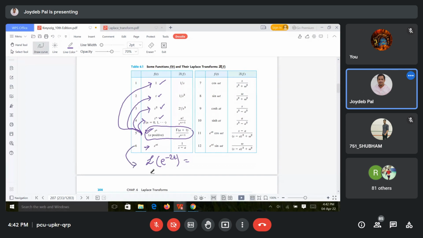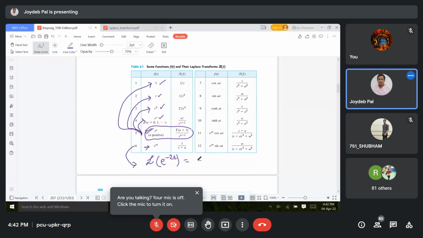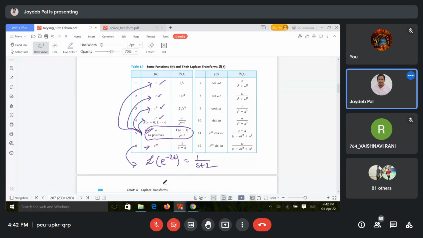It will be 1 by s plus 2. 1 by s plus 2, correct. Because a is minus 2 here. That is the formula. You can find the Laplace transform of e to the power any value by this formula.